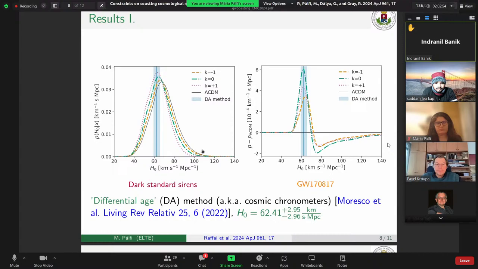But it's very interesting, isn't it, that it prefers the Planck cosmology, and seems to completely exclude the Riess value. But yeah, that answers my question. Right. Any more questions?